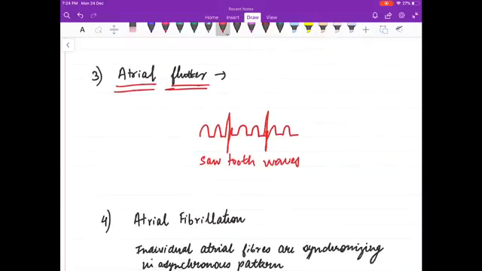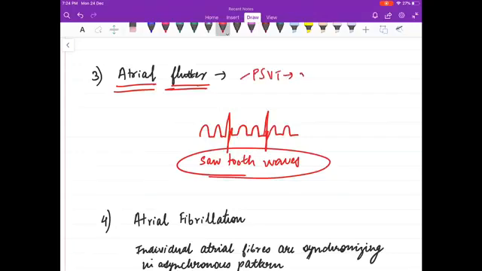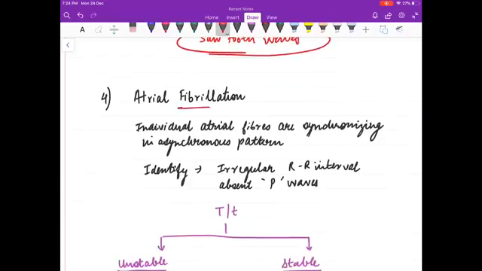Then you can see atrial flutter. In atrial flutter you see sawtooth waves, and you have to differentiate this atrial flutter from PSVT. In PSVT there are no P waves. Both have tachycardia, but PSVT does not have P waves.